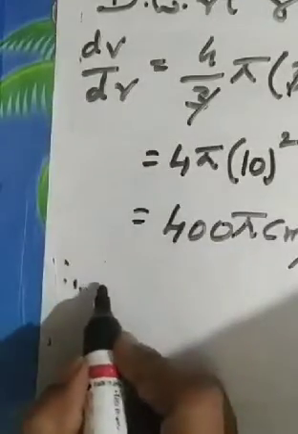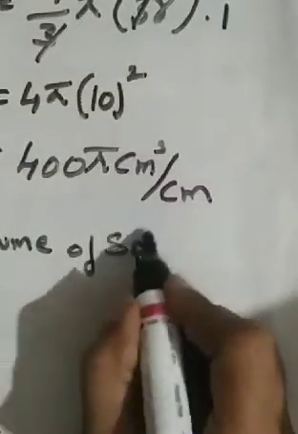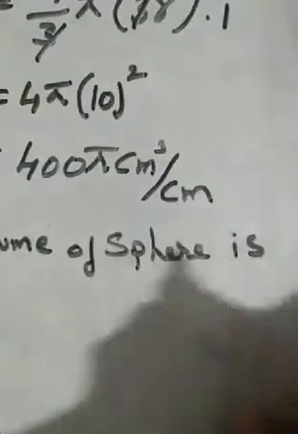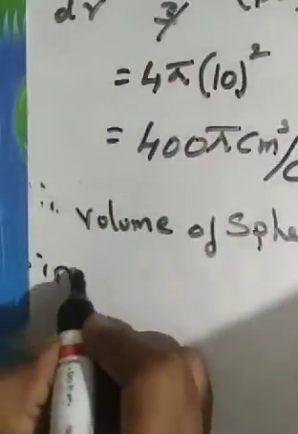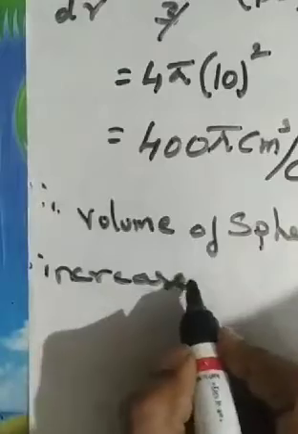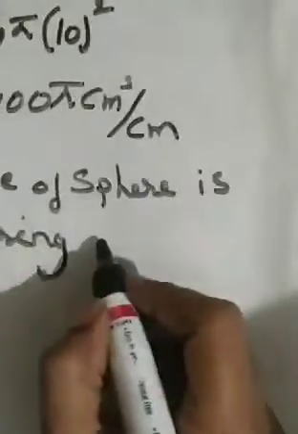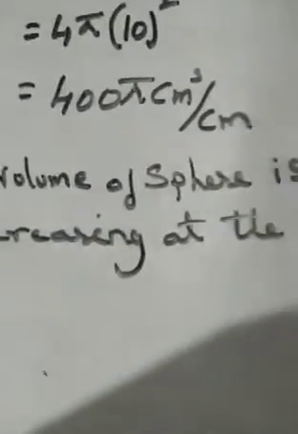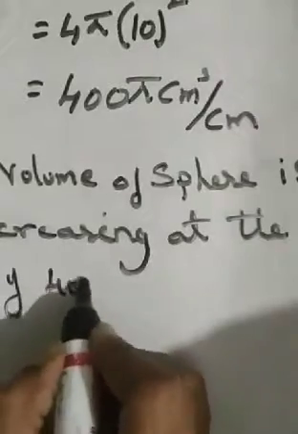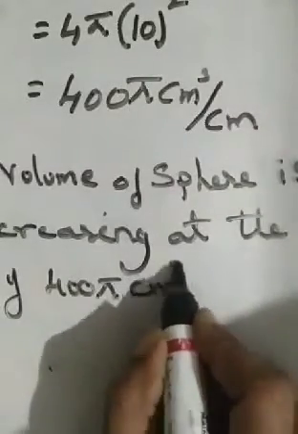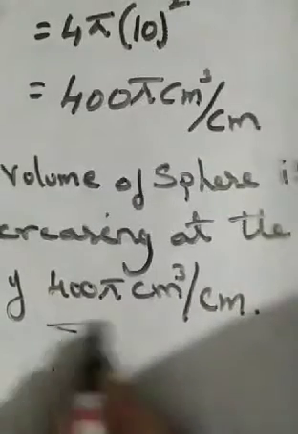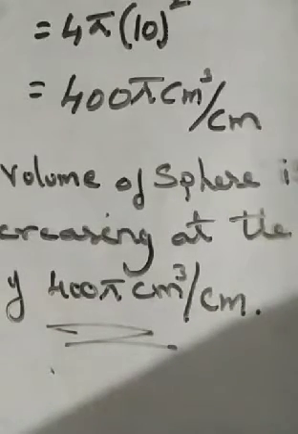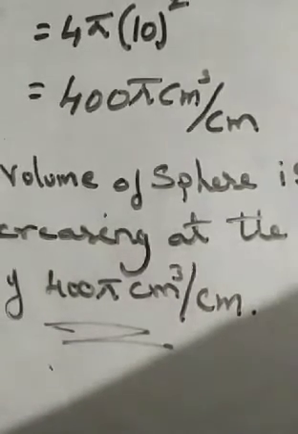So therefore the volume of the sphere is increasing at the rate of 400 pi centimeter cube per second. Is it clear? I hope you have understood it.